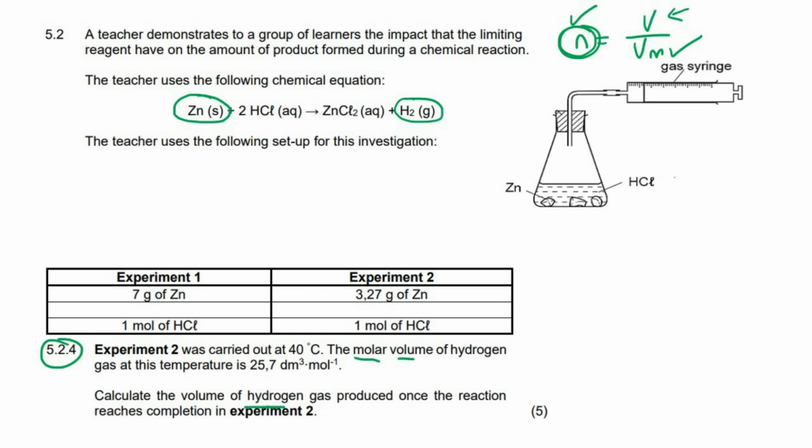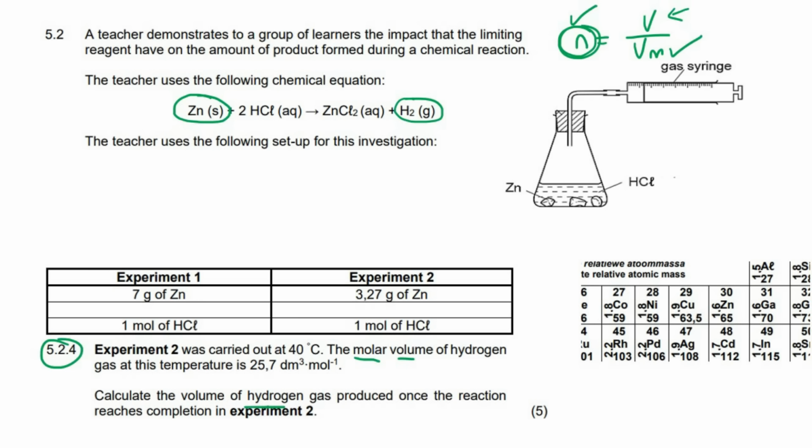Okay, so from our periodic table, we know that zinc has a mass of 65. So we can say n equals m over capital M. So we can say n equals 3.27 over 65. And that gives us, okay, we can round this to 0.05 moles.